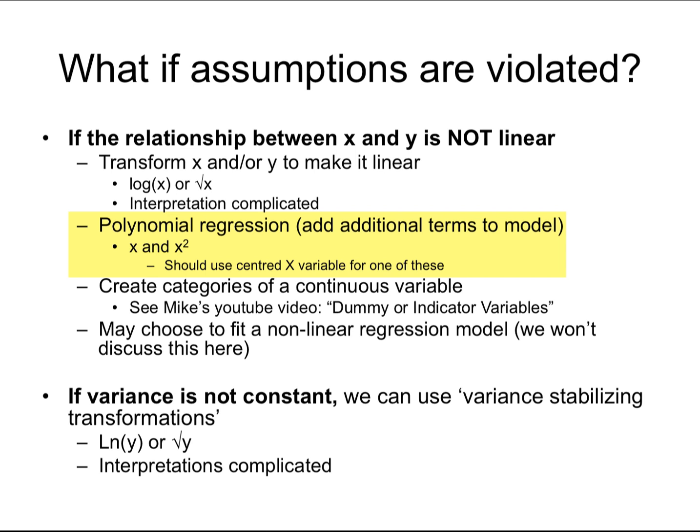As a side note, we will usually center our x variable for the quadratic term in order to reduce collinearity between x and x squared. So if our x variable was height, this would mean that we would keep our original height variable in our model plus a quadratic term for centered height, so centered height squared.